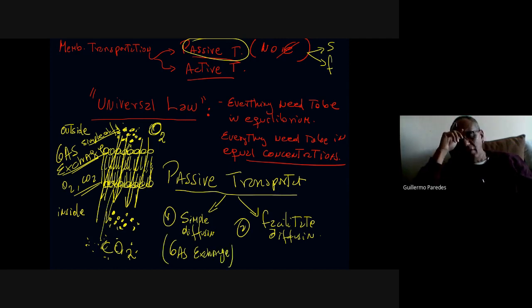And mostly the gas exchange is going to happen in the lungs. It can happen in the blood between the red blood cells and the blood. So that is gas exchange, simple diffusion. You get me that?